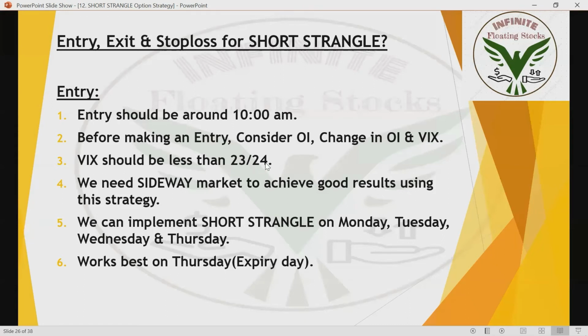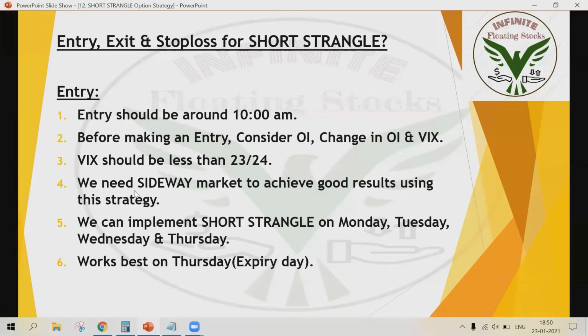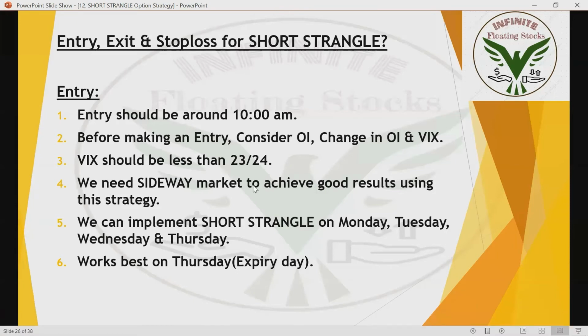When you short, you should be looking at the VIX. VIX should be less than 23, 24, or 25. When VIX is low, the market moves sideways. If the market is moving sideways, that means it is doing time pass. When it does time pass, premiums will decrease, and that benefits the short triangle strategy. So we need a sideways market to achieve good results using this strategy.